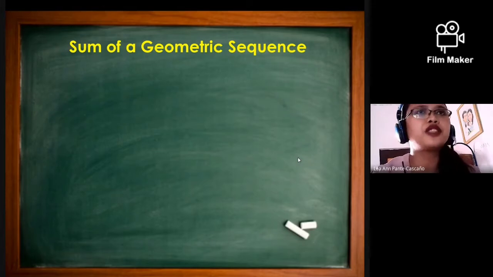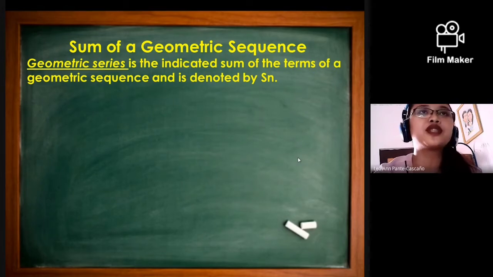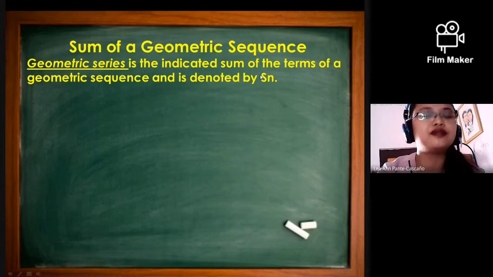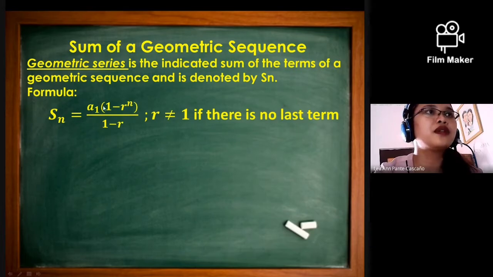Is a geometric series the sum of a geometric sequence? A geometric series is the indicated sum of the terms of a geometric sequence and is denoted by S sub n. Instead of using A sub n, because that is looking for the nth term, when we are looking for the sum, we're using S sub n. This is the formula: S sub n is equal to the first term times 1 minus r raised to n all over 1 minus r, where r should not be equal to 1.